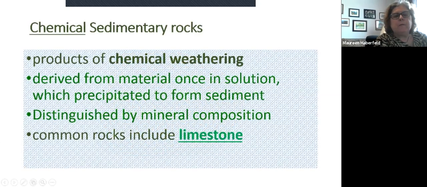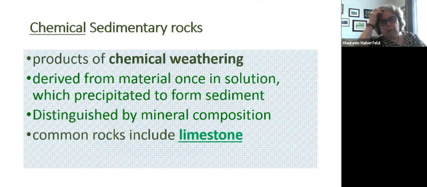The other group of sedimentary rocks are chemical sedimentary rocks. And these are products of chemical weathering. They come from minerals that were in solution in water. And then the water evaporates and they precipitate out to form sediment. They precipitate out of the water.